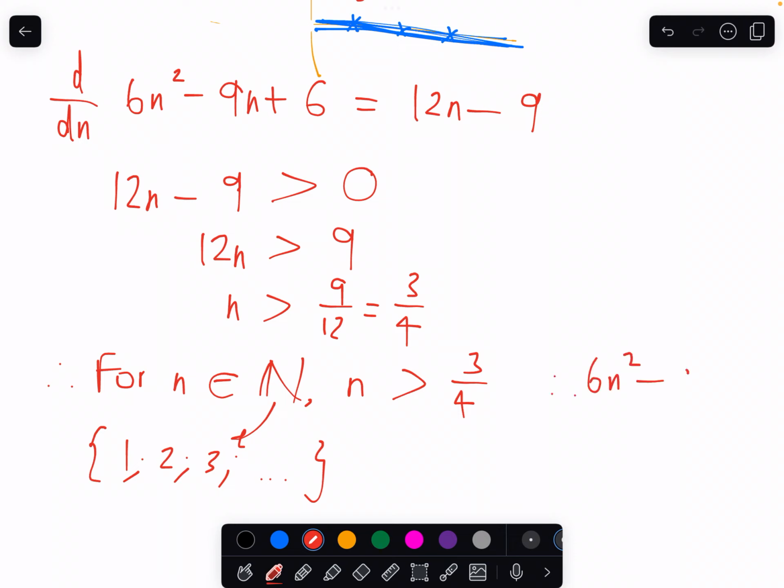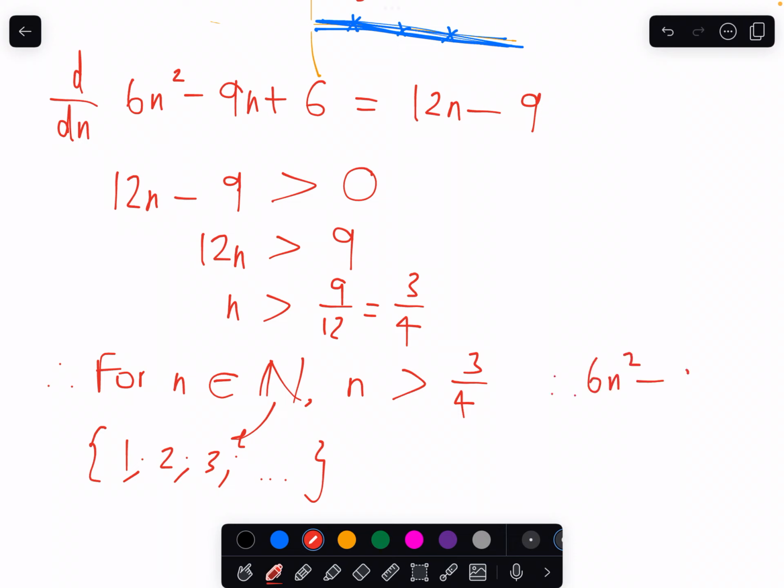So I'm going to say, if Tn is increasing, then every term is going to be smaller than its succeeding term, the next term after it, or every term is going to be greater than the term before it. So we want to show that this is in fact true for any n that we choose. So we can sub in n plus 1 in our formula for Tn. So Tn is that, 6n squared minus 9n plus 6.